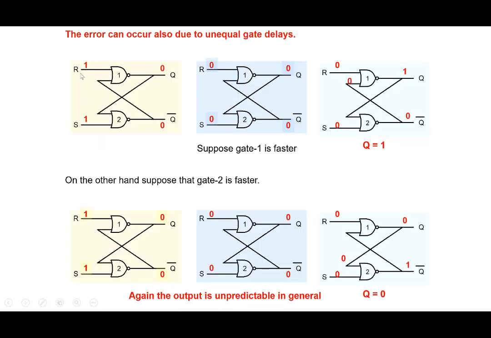And it's for that reason that we don't use the 1 1 state in an RS latch. So we use 0 0, which is the hold state. We can use S equal to 1, R equal to 0, or we can use R equal to 1, S equal to 0. So those three inputs are allowed, but R equal to 1 and S equal to 1 are not used, because the output can be unpredictable.